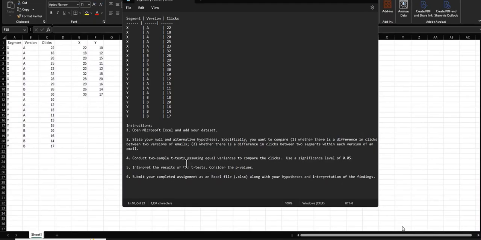cut down data sets. Then we're going to interpret the results the same way that we always do. We're either going to reject the null hypothesis or fail to reject it. And then after that, we're going to submit this as an Excel file to assignment 6. There's no reason to do a Word file. All of the information can be contained on a single sheet. So from there, we're going to get started on this.